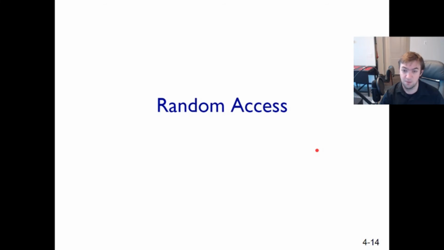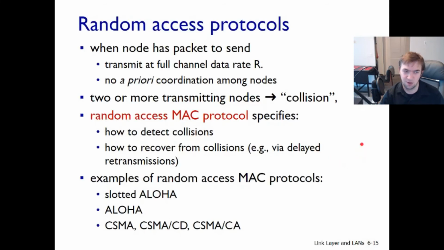Next, let's look at random access protocols. So the idea here is that whenever you have a packet to send, you just transmit at full power across the channel with no coordination going on whatsoever. Anytime you do have 2 or more transmitting nodes, this is when collisions are going to happen. So random access protocol is about how to detect when these collisions are occurring and how you recover from them, for instance, by retransmitting if you need to. Some examples of these protocols include slotted Aloha, and the variations on CSMA.